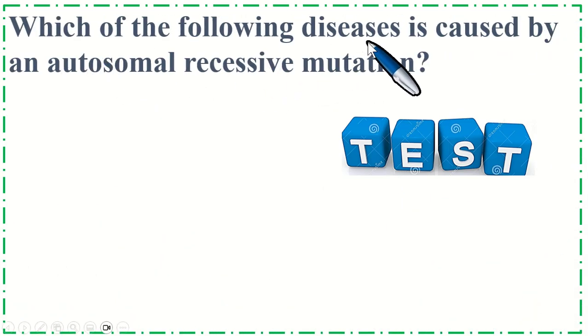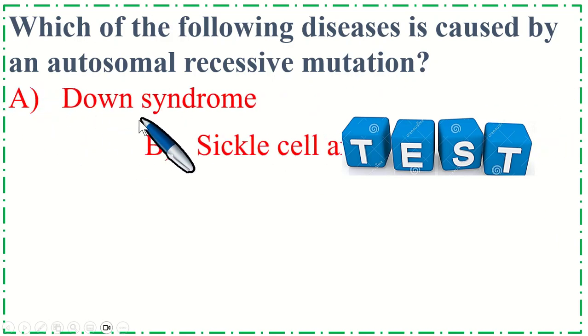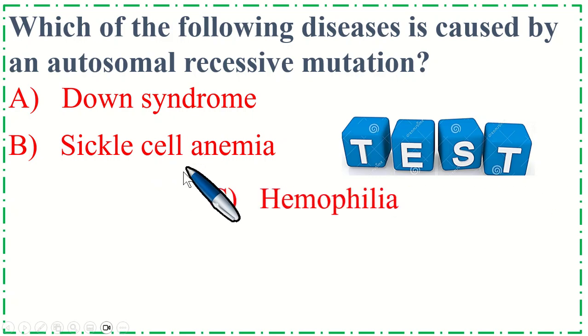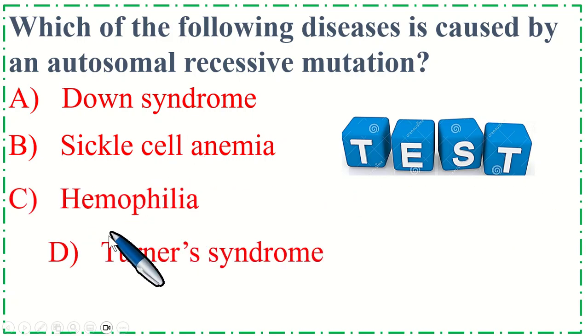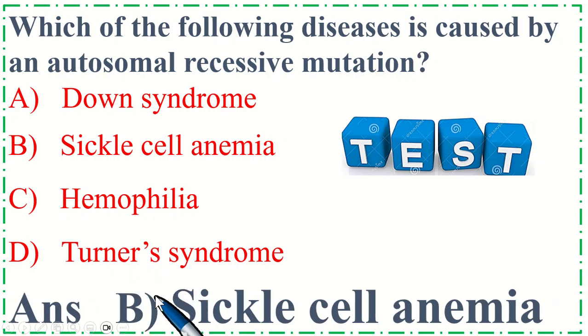Which of the following diseases is caused by an autosomal recessive mutation? Option A, Down syndrome, B, sickle cell anemia, C, hemophilia, option D, Turner syndrome. Correct option is B, sickle cell anemia.